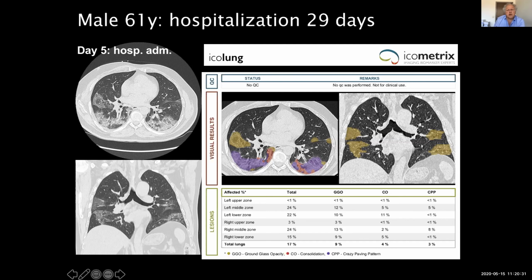And these are the images from Icometrix. And there you see a really nice quantification. And you also see really nice specific detection of ground glass, of consolidation, and of crazy paving. And this patient had mainly ground glass, so the lungs were involved for 70%, and the main involvement was ground glass. And this patient left the hospital after 29 days.